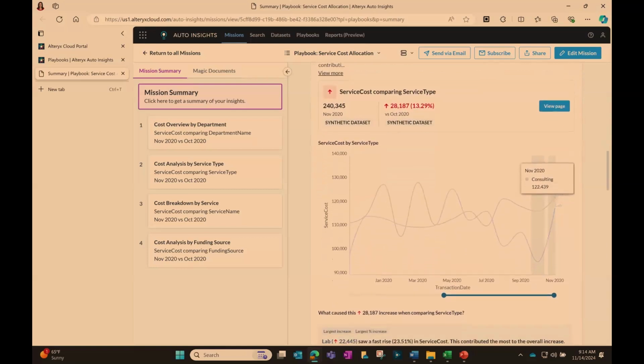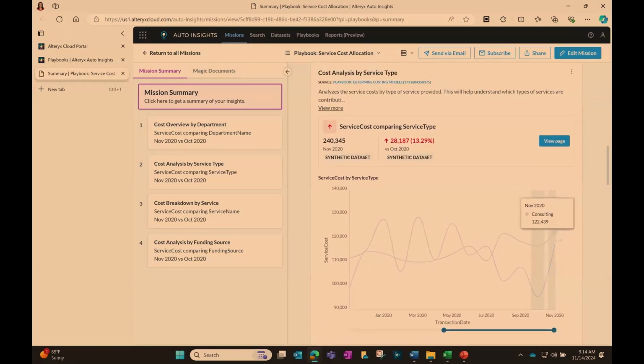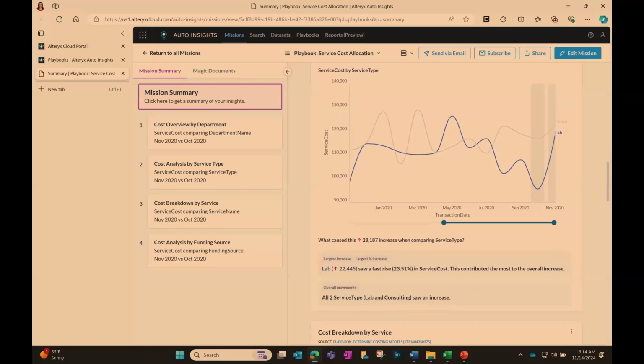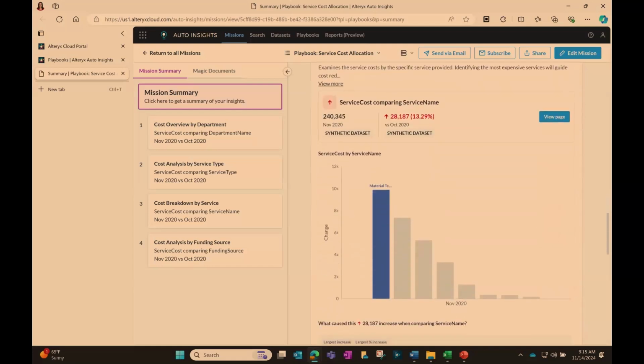Here's service costs, comparing service cost type over time, right? So it looks over time, where are my lab costs and my consulting costs here? And there's my lab costs. So it gives me a sense, and it even tells me as I look at comparing it, it went up 28%, and then it says what caused the 28% increase. And it was actually in the service cost, the costs in lab and consulting. I'm sorry, not reading that right. But it tells me that lab and consulting were my drivers for increased service cost. And it gives me a cost breakdown by service as well.